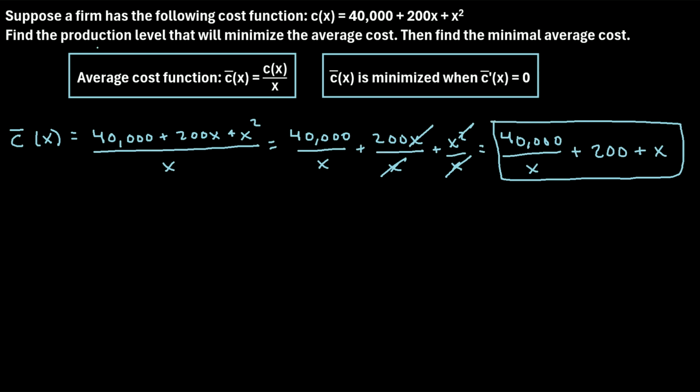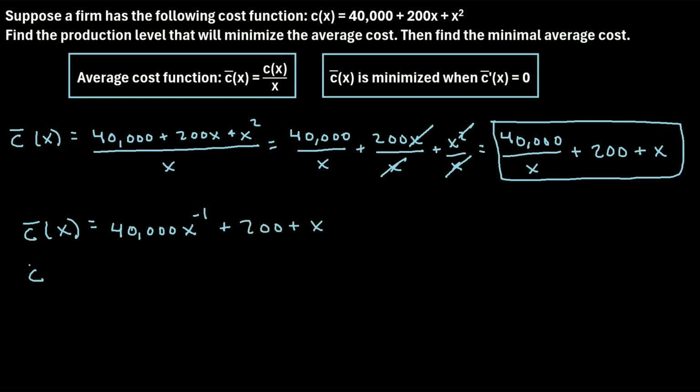Now remember, we said we want to find the production level that will minimize the average cost. So the production level, in other words, the value for x that will minimize the cost, we can find by taking the first derivative of this average cost function and setting it equal to 0. So let's go ahead and rewrite the average cost function. Now when we're finding the first derivative, it could help to rewrite this first term as 40,000 times x to the negative 1. And then we'll just write our other two terms as well, plus 200 plus x.